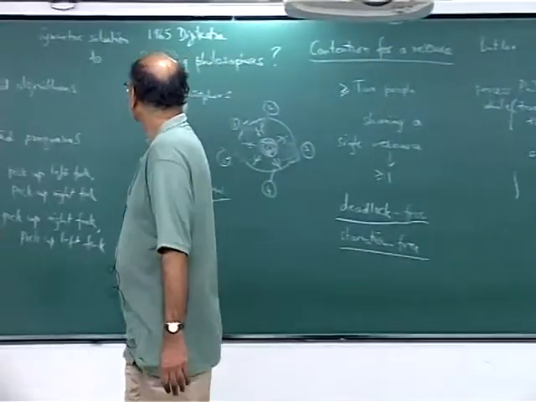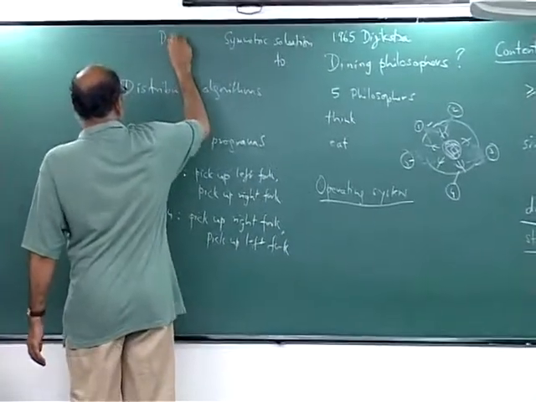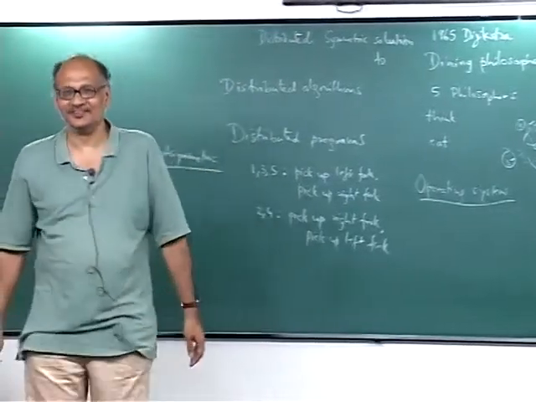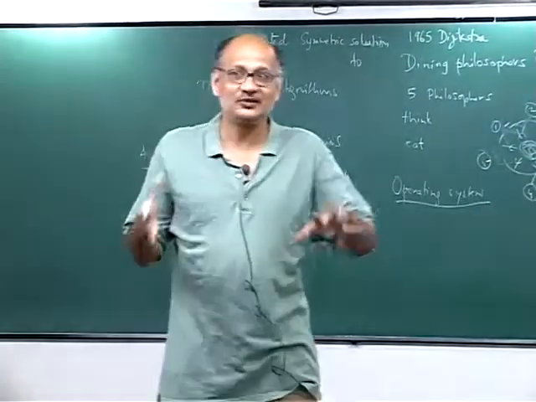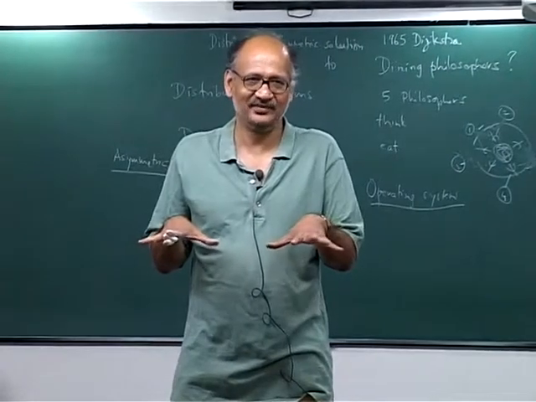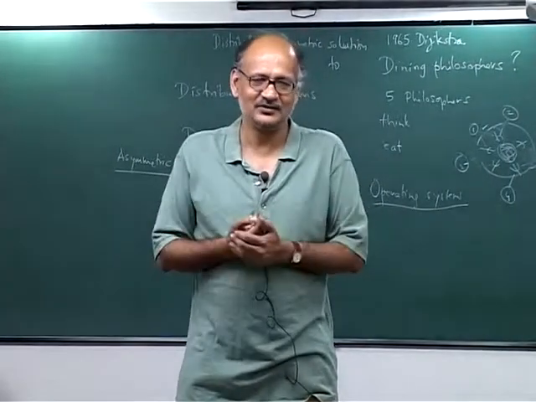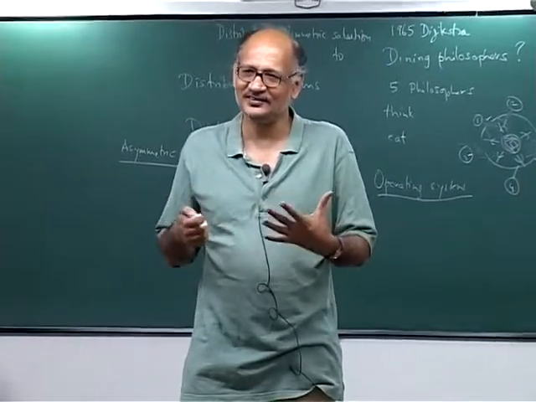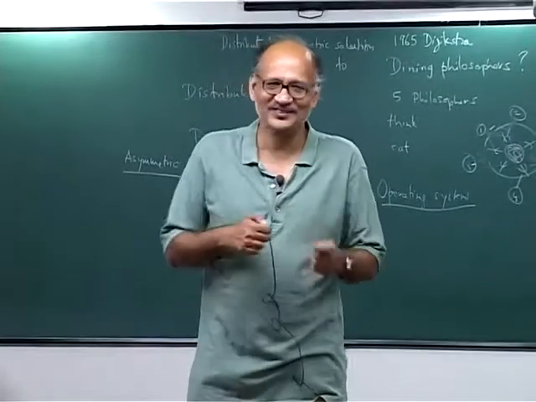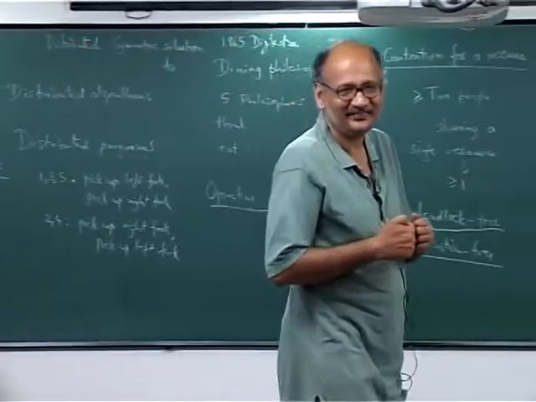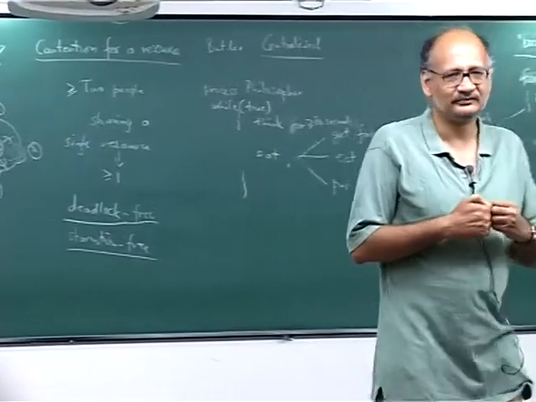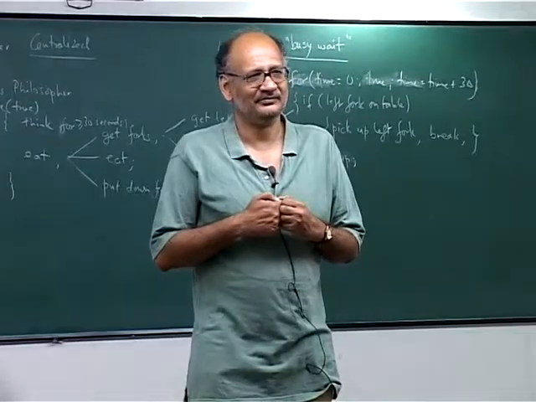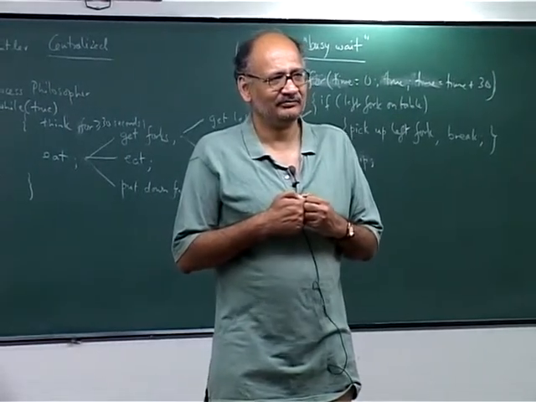But what we might ask for is a distributed solution, which is where there is no central process like a butler or somebody. So now we strengthen our requirements and we say we want a solution which is symmetric and distributed. How do we do this?